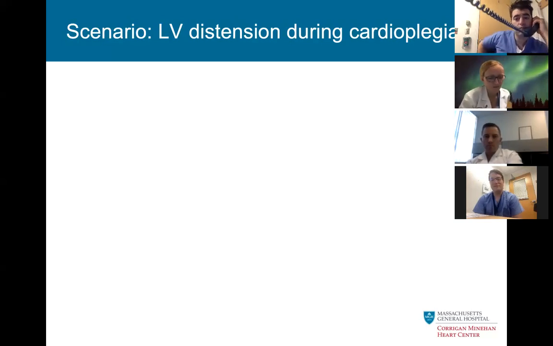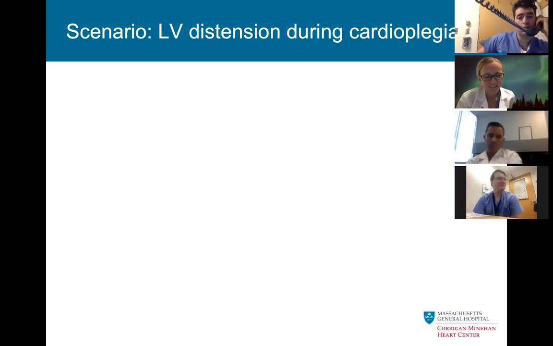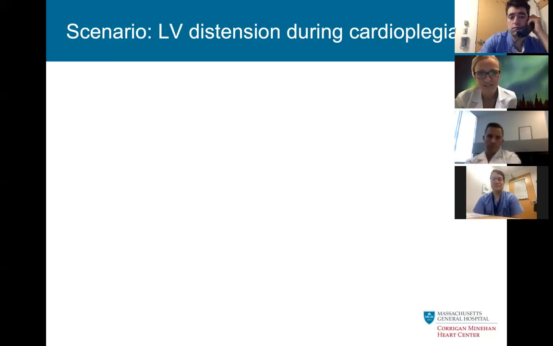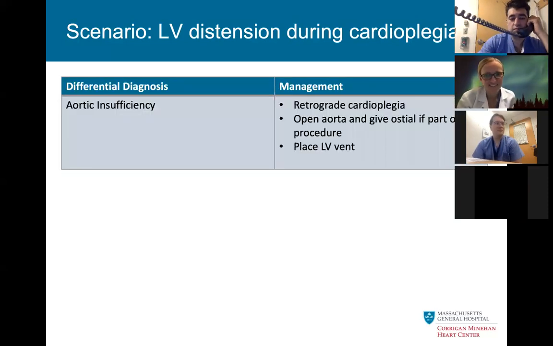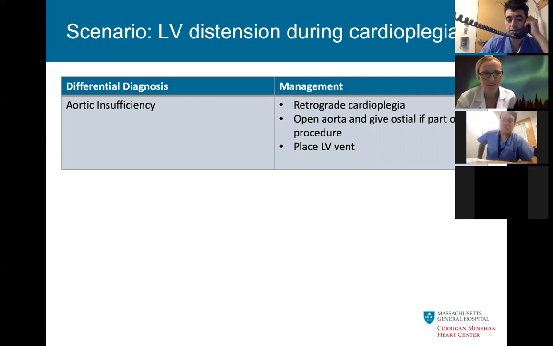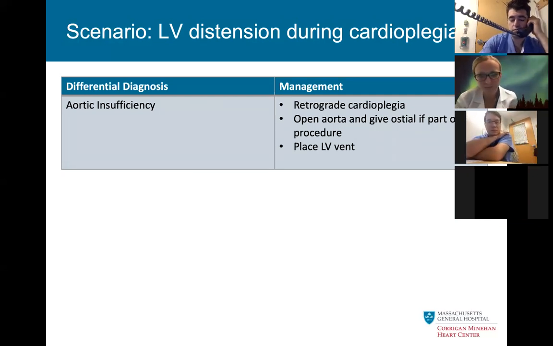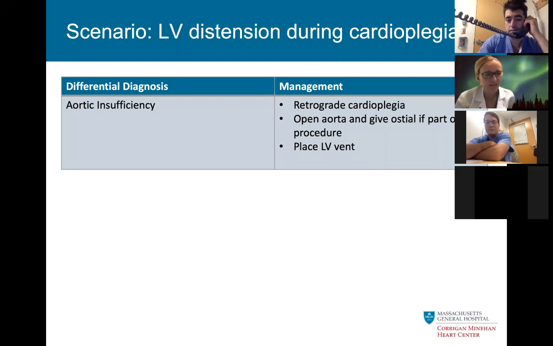We can go back to William, and give me one reason why you would have LV distension while you're giving cardioplegia. Well, from aortic incompetence, or it could be from some kind of manipulation that you've caused incompetence of the aortic valve. That's great. So yeah, number one, if you're giving it and you likely have AI that you may have not caught earlier, you can manage that by giving either retrograde, or if you're going to do an aortic procedure, you can just open it, give ostials, or place a vent to manage that.